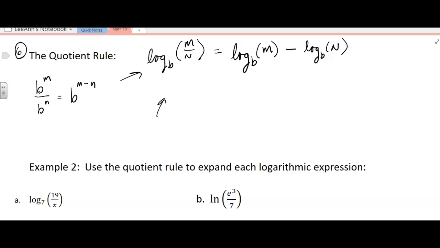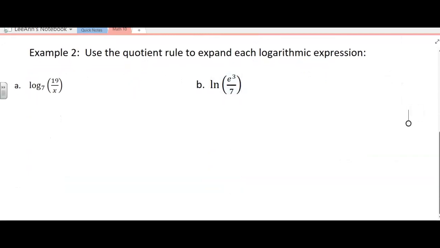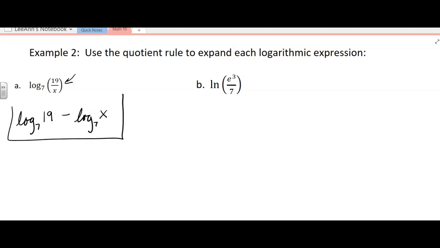So that product rule was number 5. All right, use the quotient rule to expand each logarithmic expression. So again, we're expanding. So you see the division here, 19 divided by x. Now remember, subtraction, it matters which one you put first. So it's going to be log base 7 of 19 minus log base 7 of x. I didn't put the parentheses even though I like them, but it's okay. All right, that's how you split it up. It's division, so it becomes subtraction.